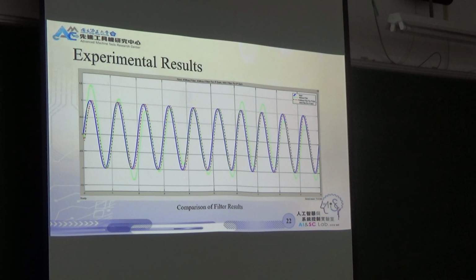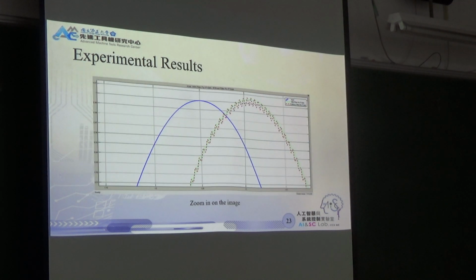But the difference between the two filter methods is not obvious here. So let's zoom in on the image. And the green one is with the filter on the P gain, and the red one is without the filter on the P gain.